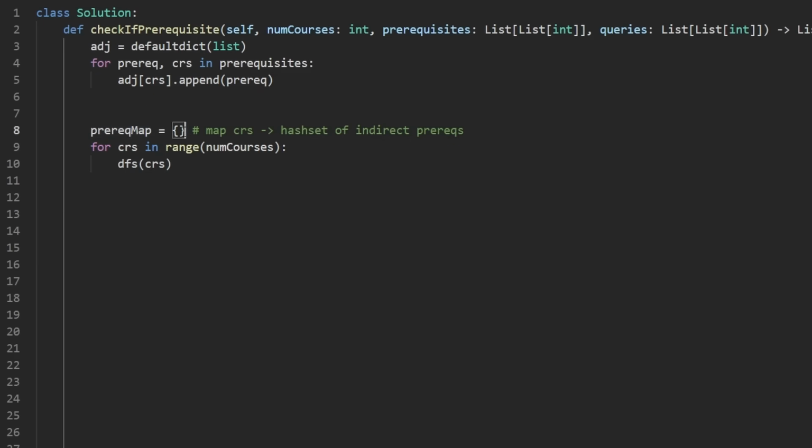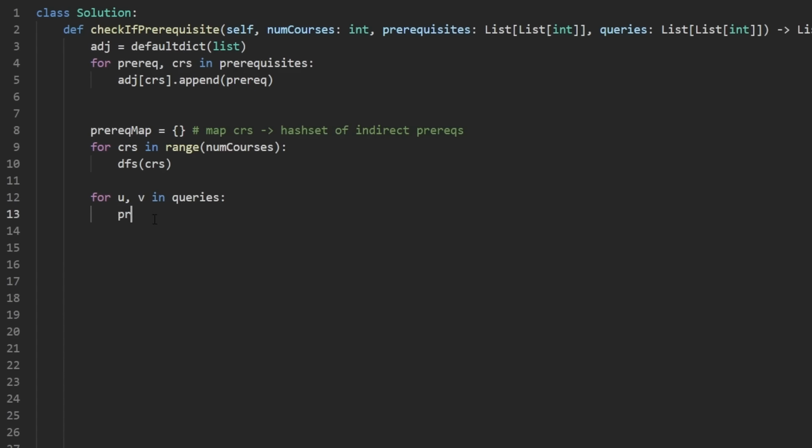You can see right now it's just empty, but running DFS will populate that. And after that's done, we're going to go through every query. The way they defined it in the problem was U, V is going to be how a query, or those are going to be the names for the values in the query. So I'm going to stick with that. Now using these, we want to know, is U a prerequisite of V?